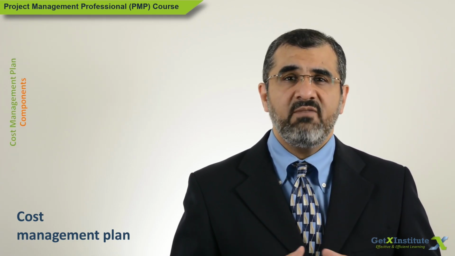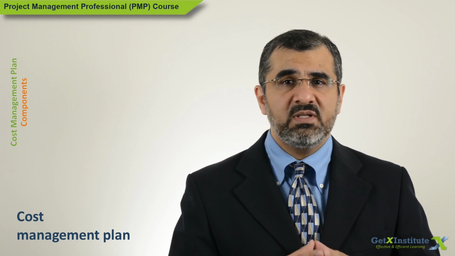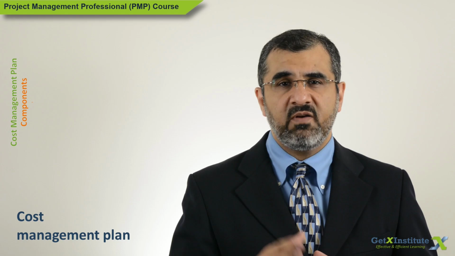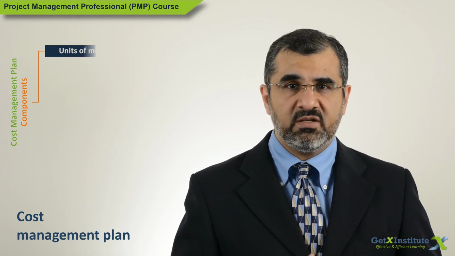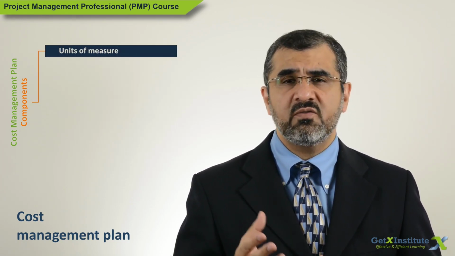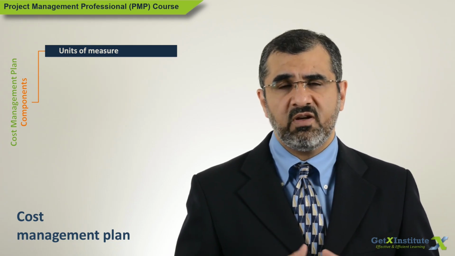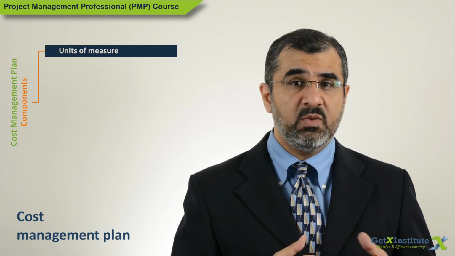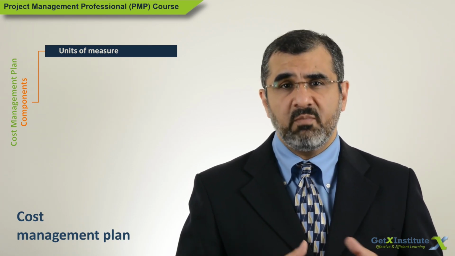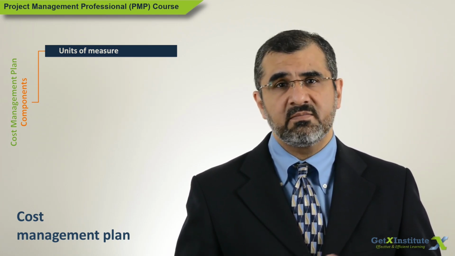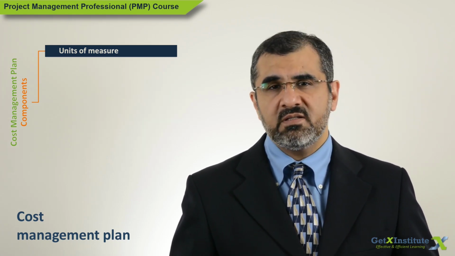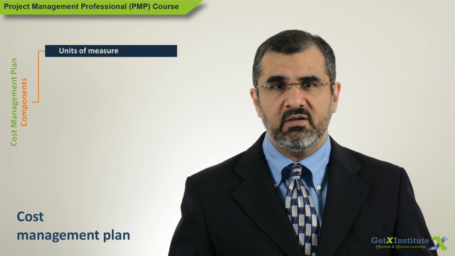So next, I will talk about some of the common stuff that is in the cost management plan. First one is units of measure. How various resources will be measured. For example, cement could be measured in bags, sand in cubic meters, computers in number count, eggs in dozens. Same way, human effort may be measured in hours, days, or some other unit.